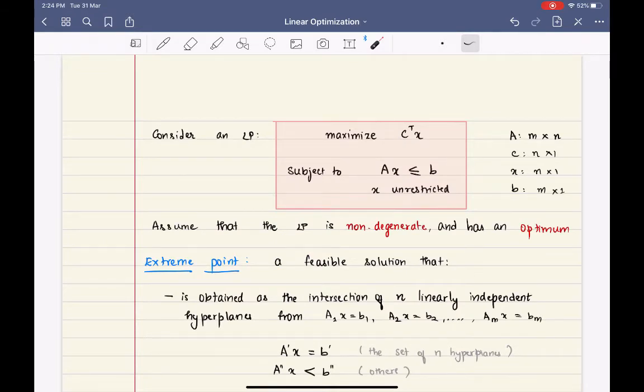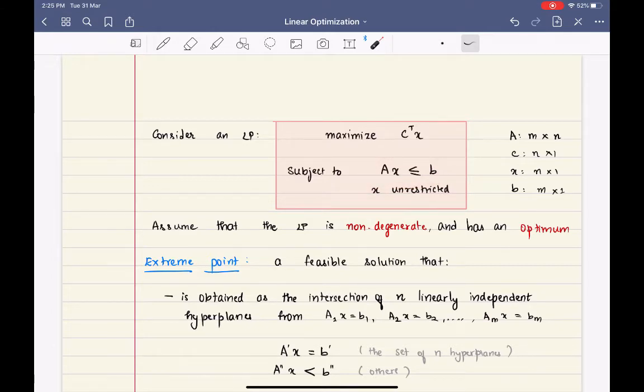Now, let's come to our LP. For this and the next lecture, we assume that we have this LP where x is unrestricted. We want to maximize c transpose x subject to Ax less than or equal to b and no other constraint. We will also assume that the LP is non-degenerate. If you remember, an LP of this form will be degenerate if there are more than n hyperplanes passing through a single point. So let's assume that is not happening, and let's also assume that there is an optimum.